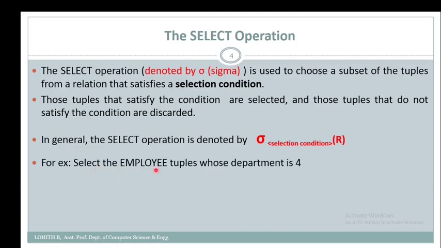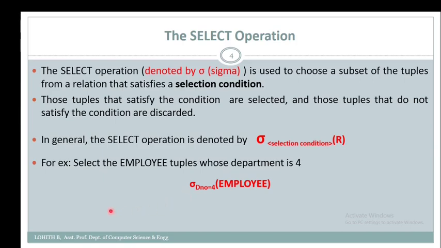Let me consider a simple example. Let us select the employee tuples whose department number is 4. So here the relation name is employee and the condition is department number equal to 4. And here we are just selecting the rows, a subset of the rows. So the expression looks like this. We have employee and the condition is department number equal to 4, and the notation used is sigma, because I am just selecting the rows, not the columns.